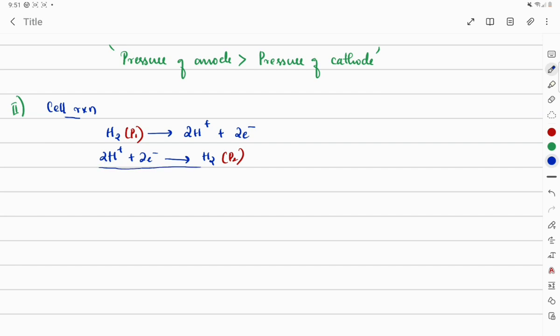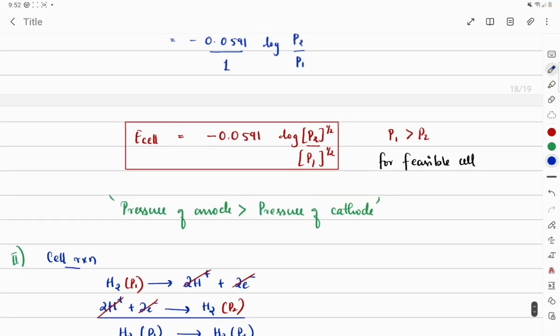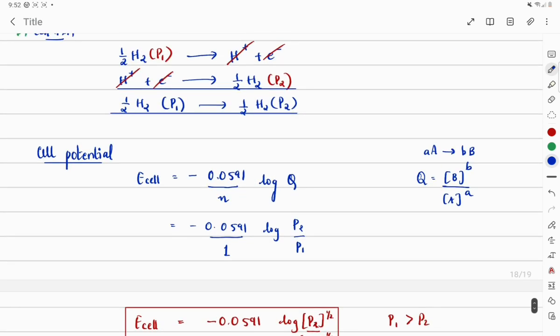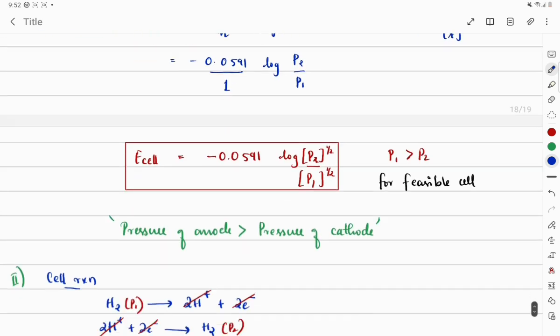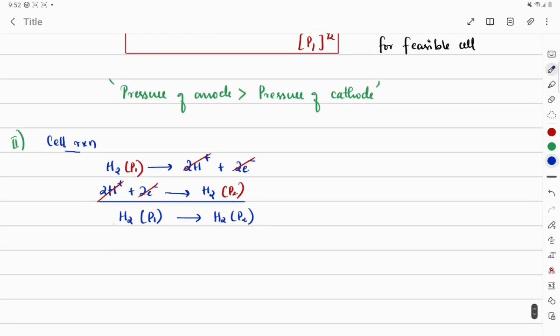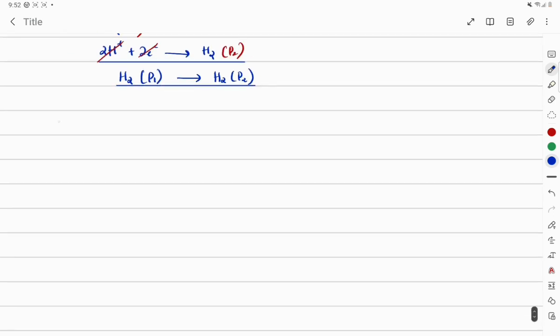So the overall cell reaction, we can cancel out 2 electrons, 2H plus. What is left? Again H2 at P1 giving H2 at P2. Is it any different from the above? No. In the above reaction also we had from P1 to P2. So it's exactly the same without a stoichiometric coefficient. Now the cell potential value.